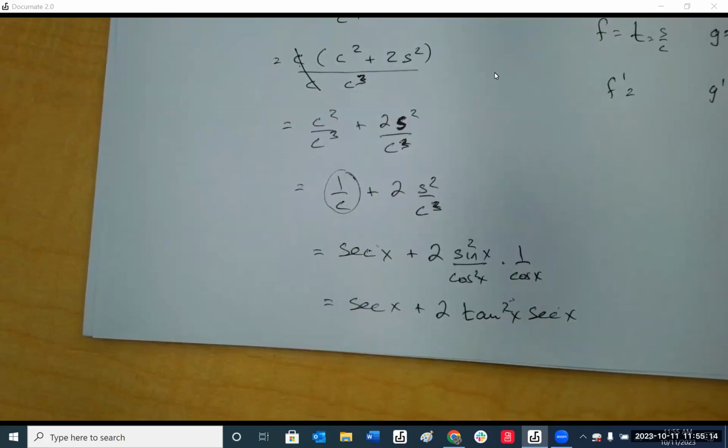On your cheat sheets, what is 1 plus 2 tangent squared? Not the derivatives, but look at the trig identities.